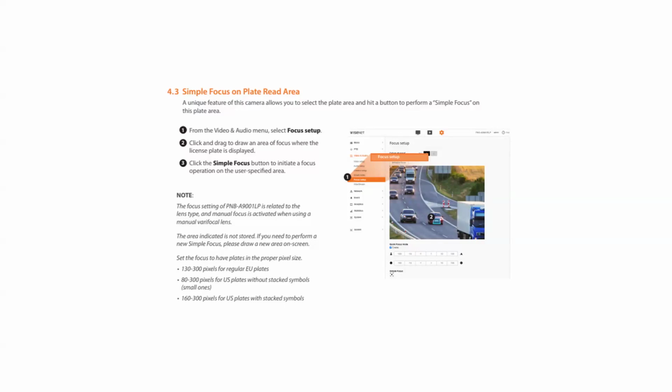But one thing that you can do is you can draw a box on the screen of where a plate should normally be. And then you can hit simple focus and the camera will focus on that specific part of the scene.